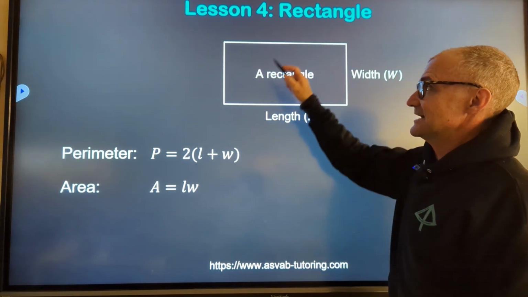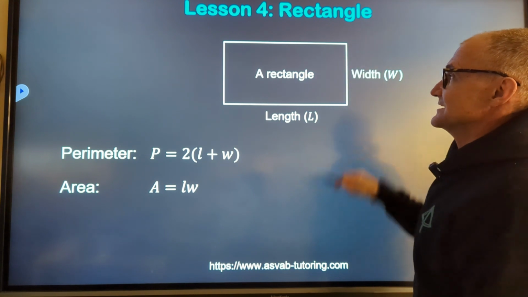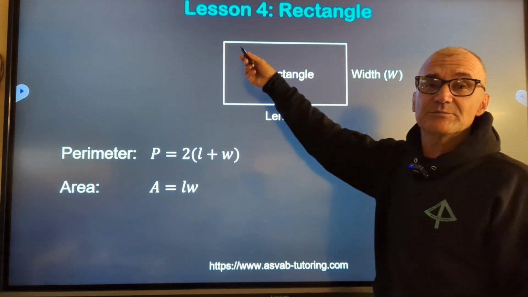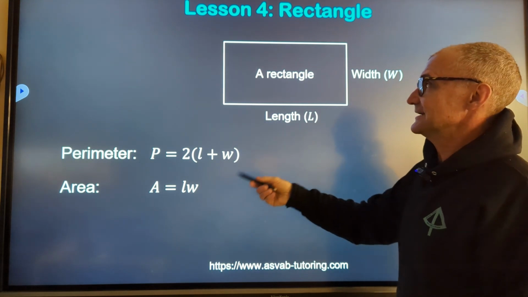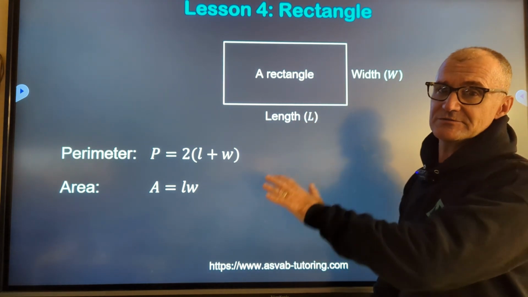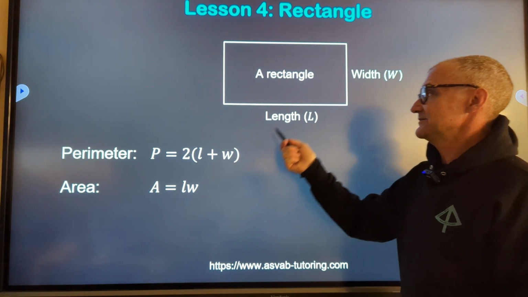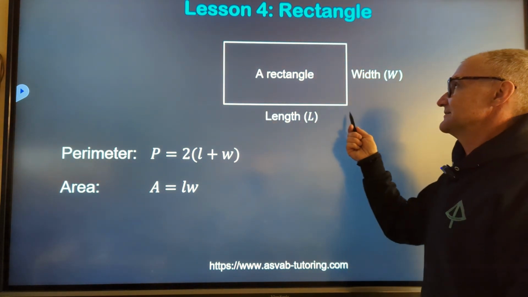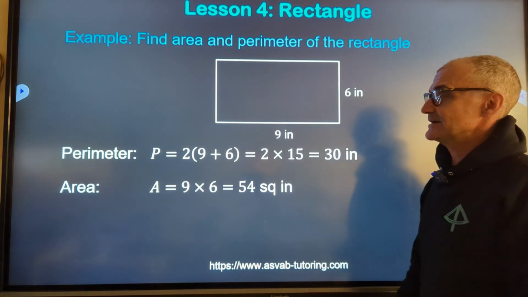The area is how much space there is inside. So if this is a room, the perimeter would be the length of baseboard you would need to go around the room. The area is how much carpet would go on the floor of the room. Area is equal to the base times the height, or the length times the width. Here's an example right here.